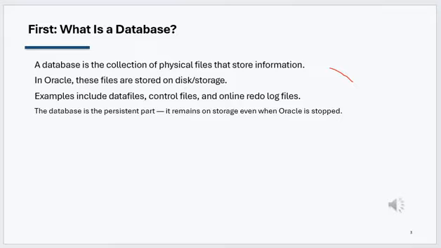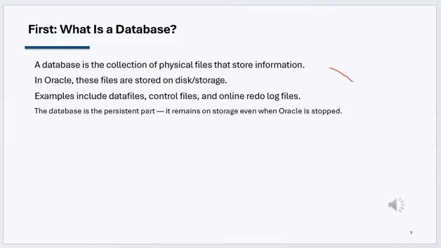Let's start with the database. What is a database? In simple terms, a database is a place where information is stored and organized. For example, imagine a banking system. It may contain customer information, account information, transactions, balances, payments, and many other types of data.